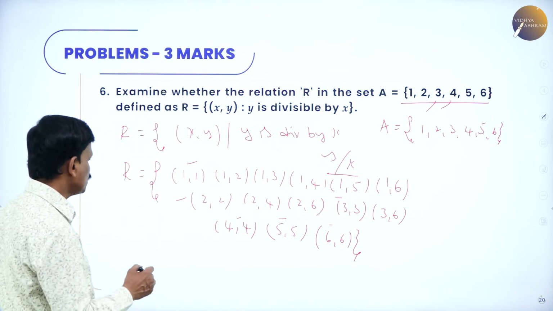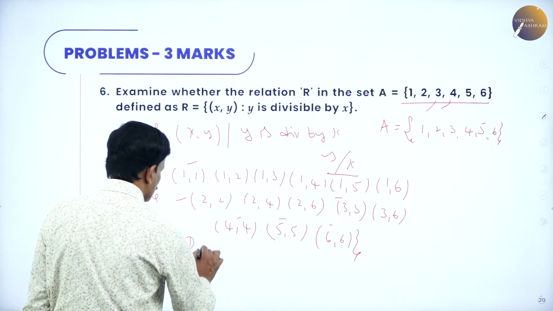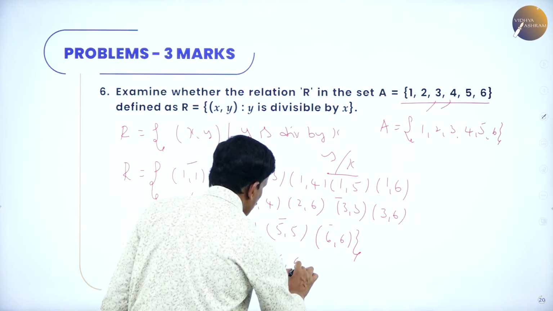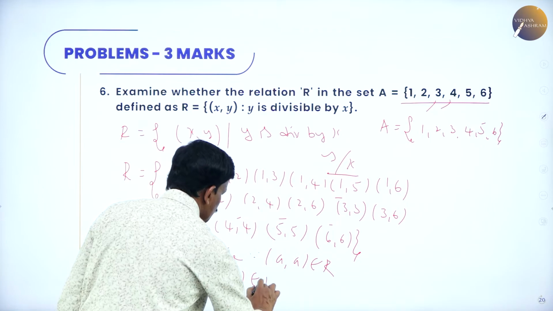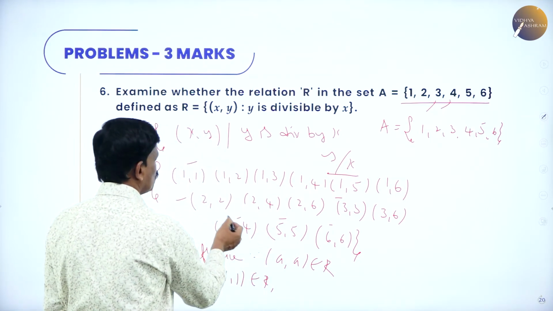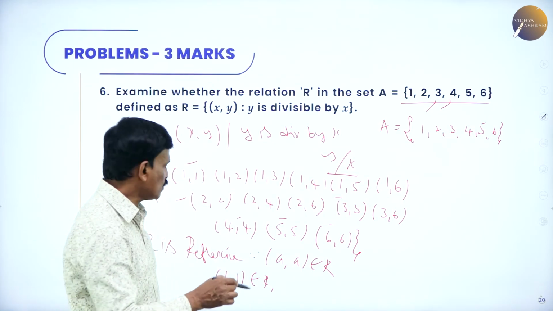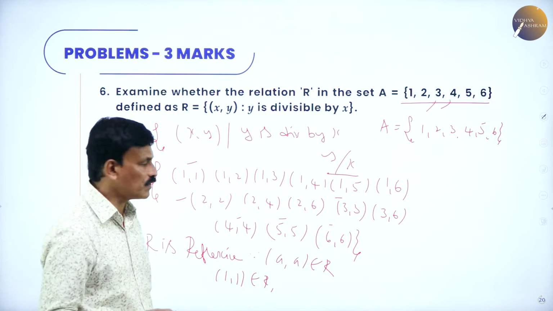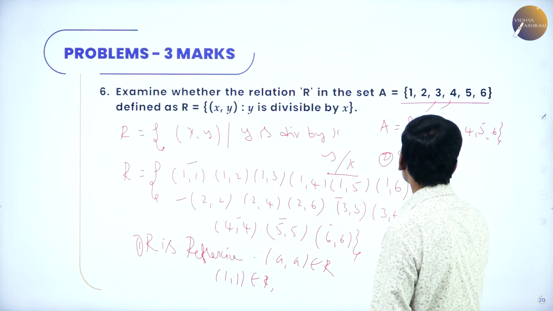Now we can say that R is reflexive. R is reflexive because A comma A belongs to R. That is, see here 1 comma 1 belongs to R. Similarly, 2 comma 2 belongs to R, 3 comma 3 belongs to R, 5 comma 5, 4 comma 4, 6 comma 6 all belong to R. So therefore, the first condition is satisfied. R is reflexive. Now let us come to the second one, symmetric.